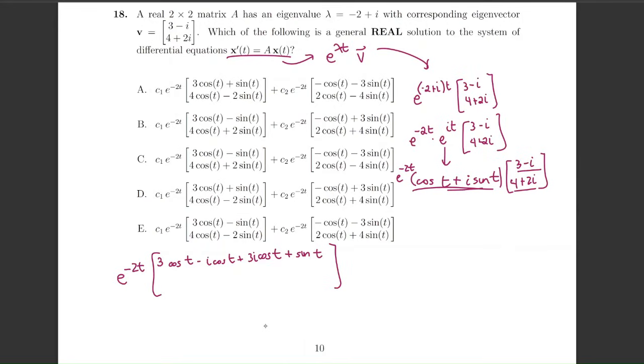Do the same thing on the bottom here. Cosine t plus i sine t times 4 plus 2i. That gives me 4 cosine t plus 2i cosine t plus 4i sine t minus 2 sine t. Okay.